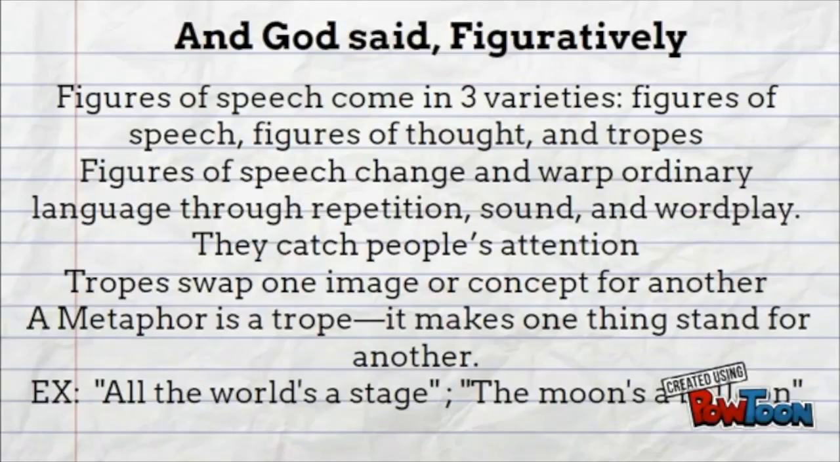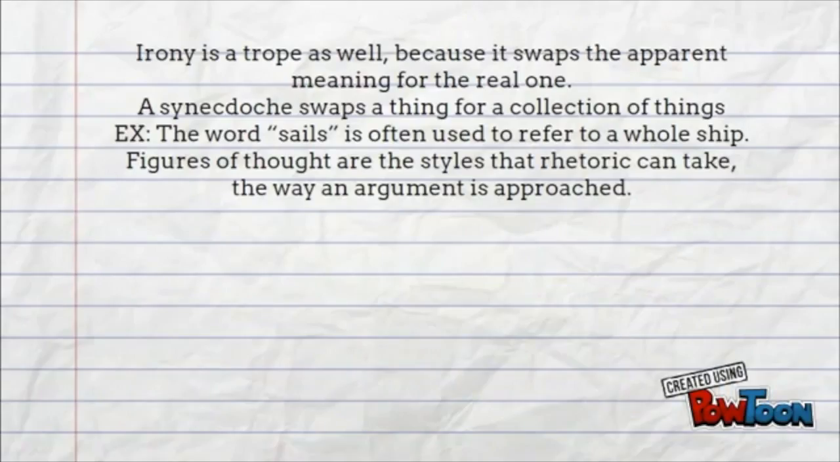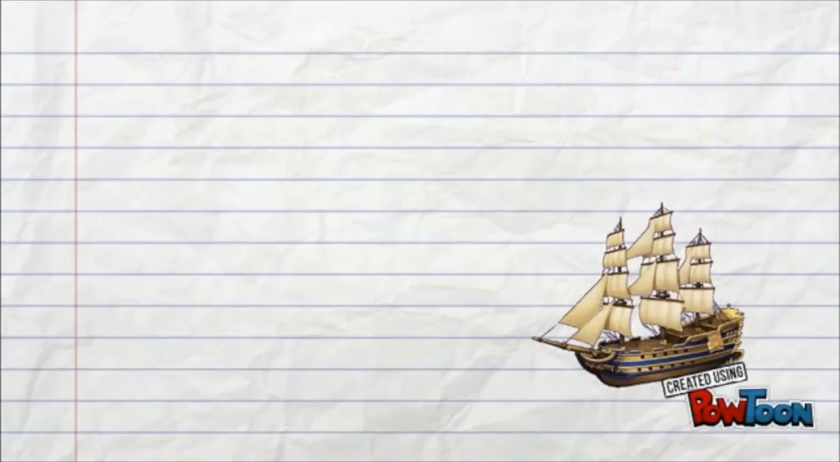A metaphor is a trope. It makes one thing stand for another. For example, all the world's a stage. Irony is a trope as well because it swaps the apparent meaning for a real one. A synecdoche swaps the thing for a collection of things. For example, the word sails is often used to refer to a whole ship.